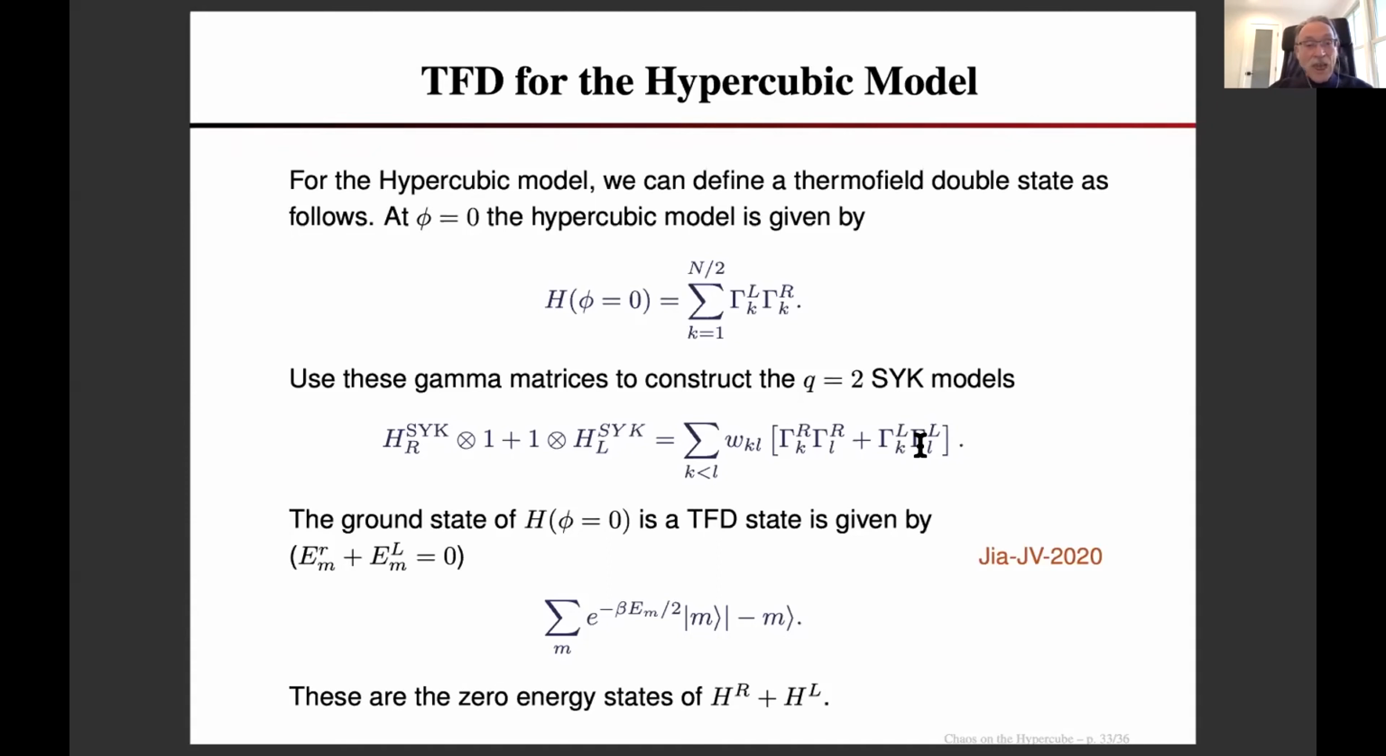And then it turns out that for phi equal to 0, the ground state of the hypercubic model, that's this model, is exactly a thermal field double state. It is the sum over e to the power beta E_m over 2 times m times minus m. M is the eigenstates of this and minus m of this. So in this case, it is actually the zero energy states of HR plus HL.